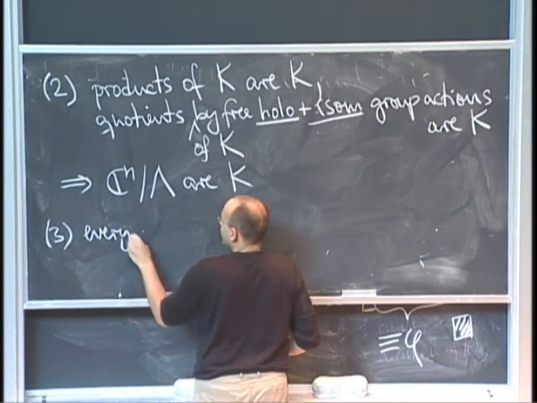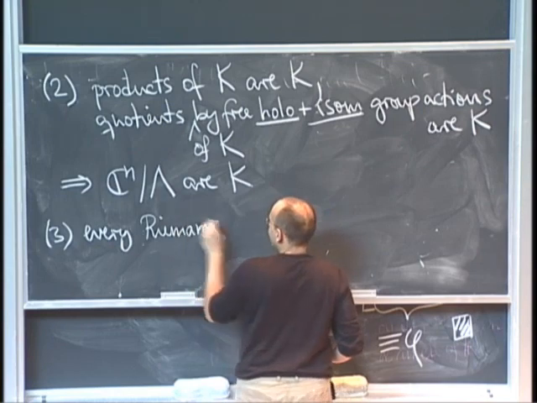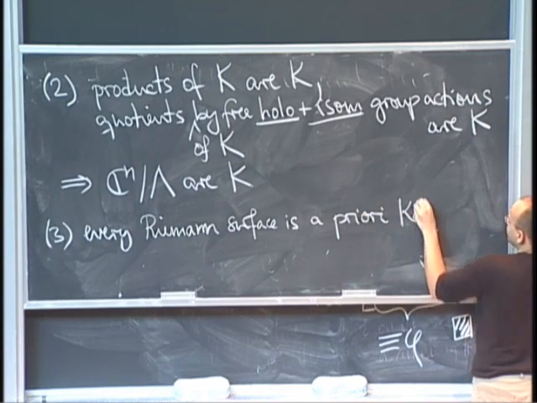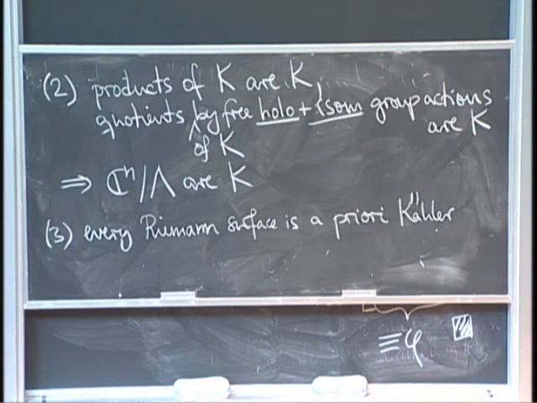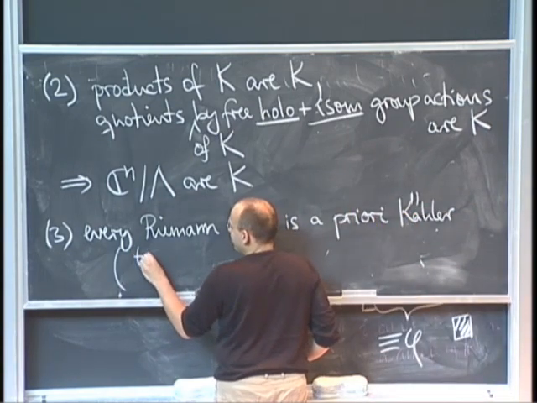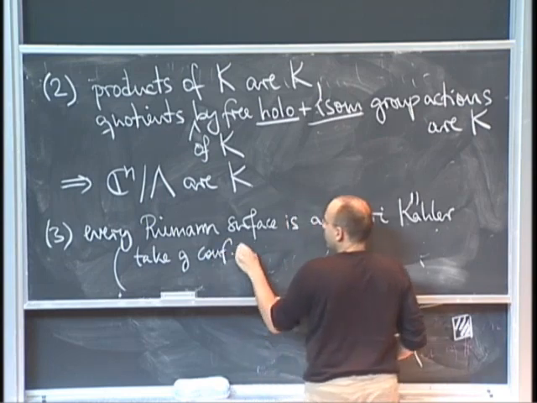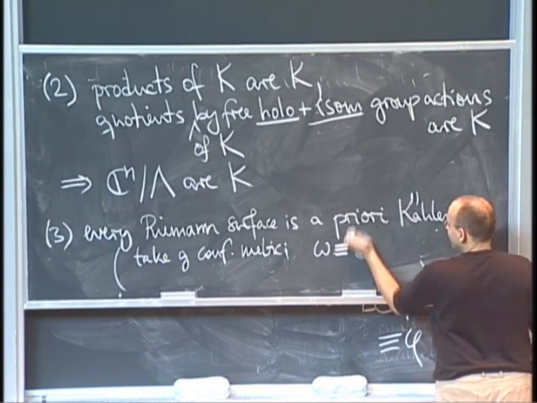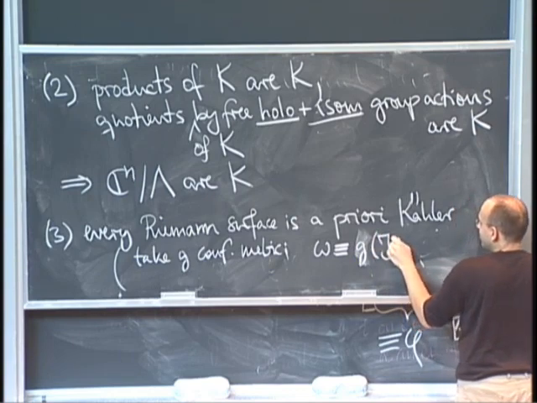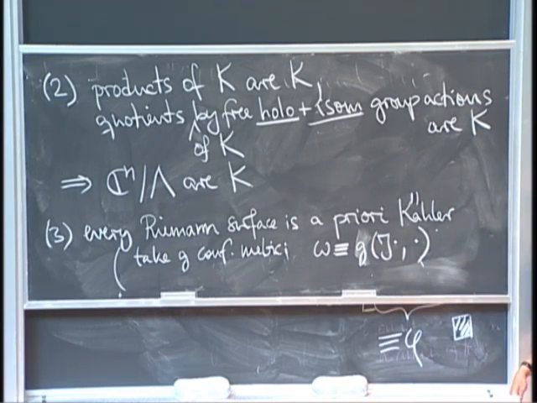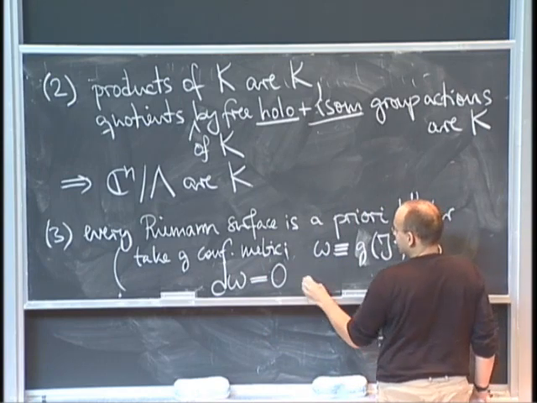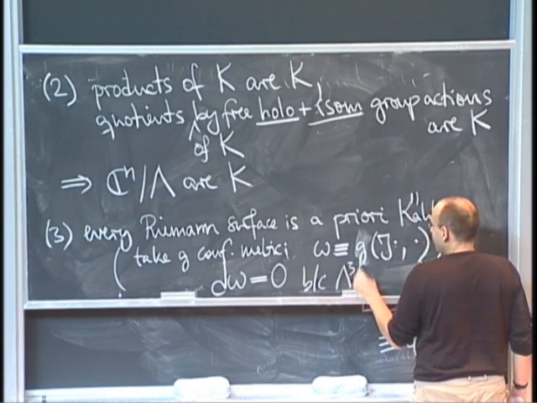Every Riemann surface is a priori Kähler. Even without knowing that the surface can be embedded into projective or affine space, you take a conformal metric g and construct your (1,1)-form, which is just g of, you multiply by i in the first coordinate only. That's a 2-form, and it's got to be closed because Riemann surfaces don't have any 3-forms.